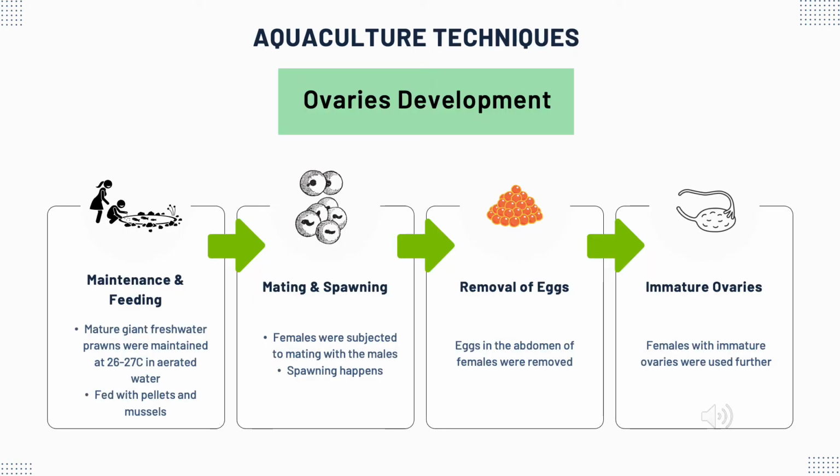Here are the aquaculture techniques used to study ovarian development. The first is maintenance and feeding. The mature giant freshwater prawns were maintained at 26 to 27 degrees Celsius in aerated water, and the prawns were fed with pellets and mussels. And then it proceeds to mating and spawning. The females were subjected to mating with the males and spawning happens. After spawning, they remove the eggs from the abdomen of the females, and then the females have immature ovaries which are used further for the study.